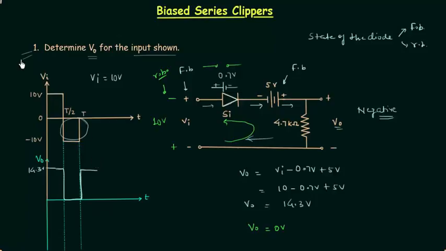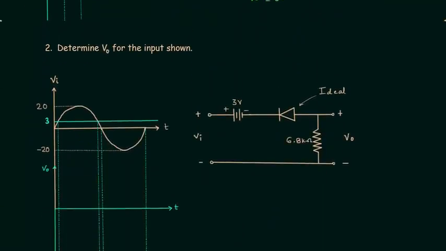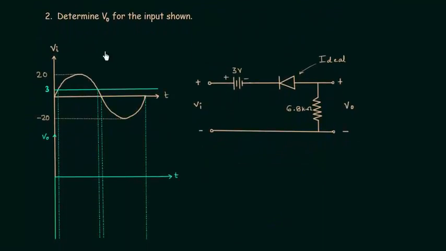Now we will solve the second problem. In this problem also we have to plot the output waveform VO for the input shown. We have the sinusoidal input with Vm equal to 20 volts. You can see the maximum voltage is equal to 20 volts.